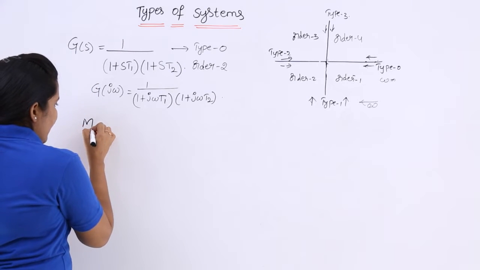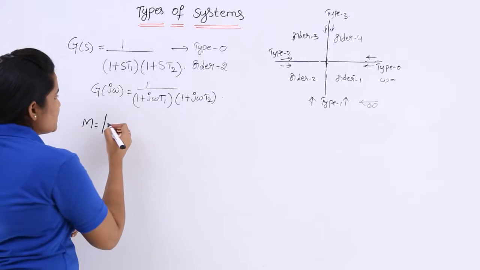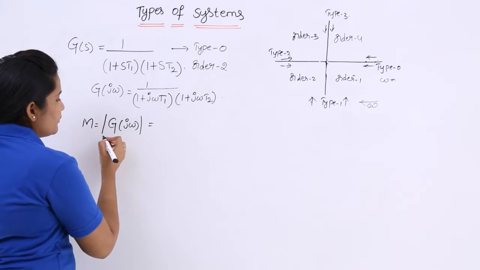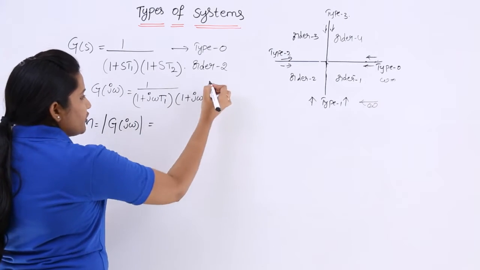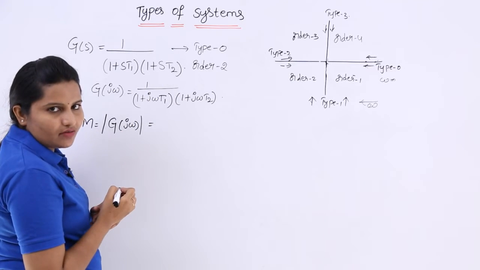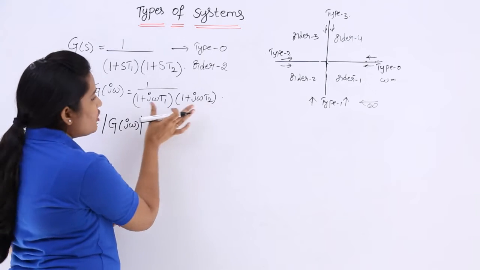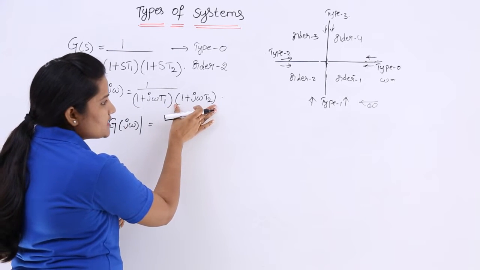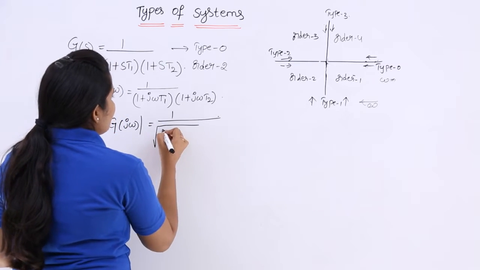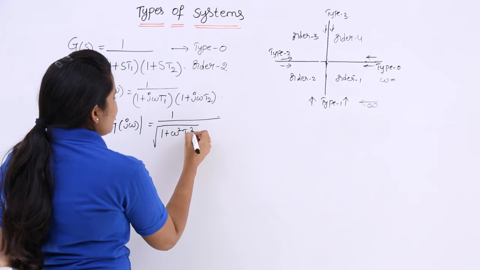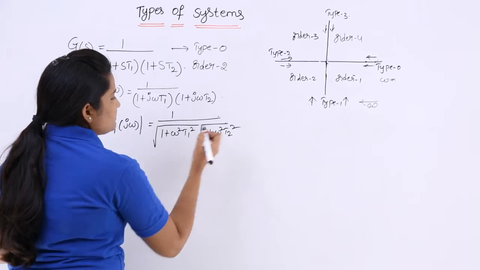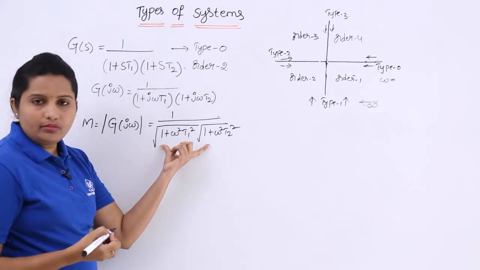Now, if I want the magnitude, the formula for magnitude is the modulus of G of j omega. If you calculate it, the modulus of the numerator 1 is 1. Then the modulus of 1 plus j omega t1 into the modulus of 1 plus j omega t2. The resultant will be 1 by root of (1 plus omega square t1 square) into root of (1 plus omega square t2 square). This will be your magnitude.